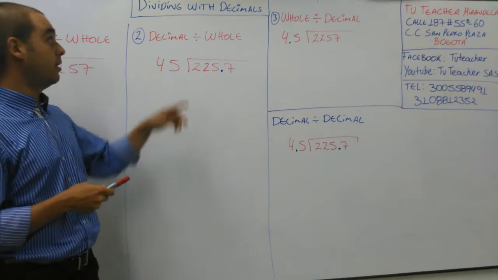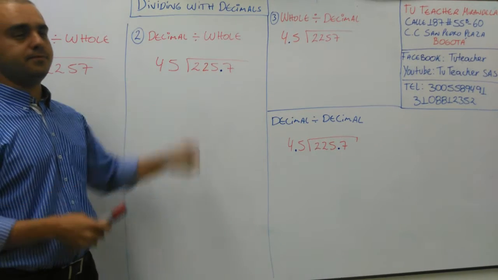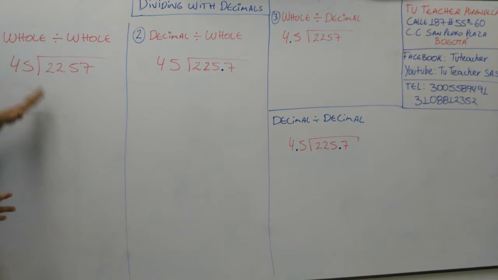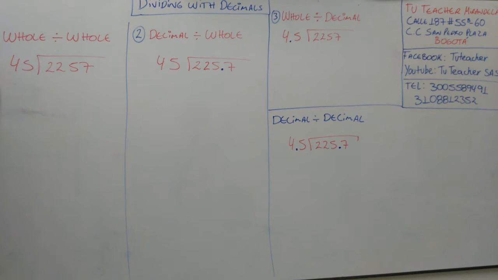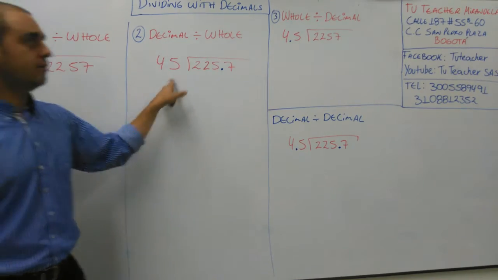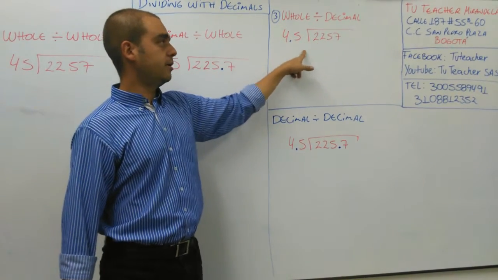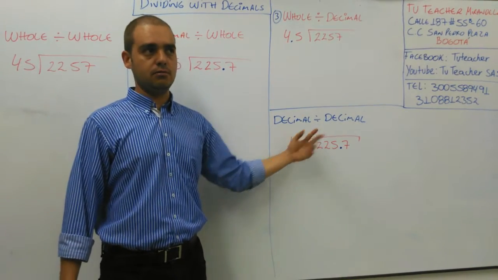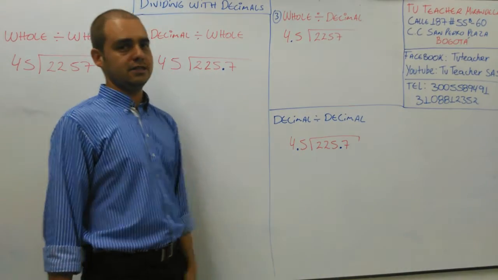Today we'll talk a little bit about dividing with decimals. Dividing with decimals includes all the divisions that we can actually have, the different types. We're going to start with whole numbers, which is the simplest, no decimals included here. Then we're going to have a decimal divided by a whole. Then a whole divided by a decimal. And finally, one decimal divided by another decimal.